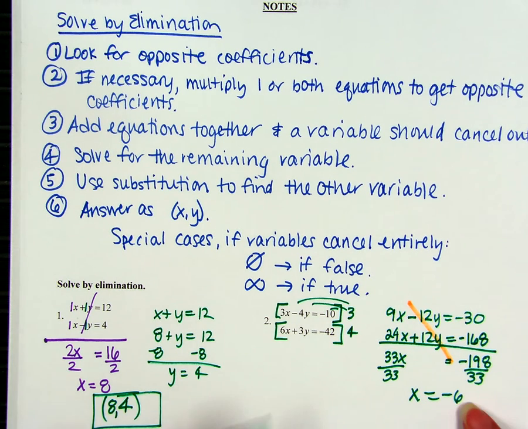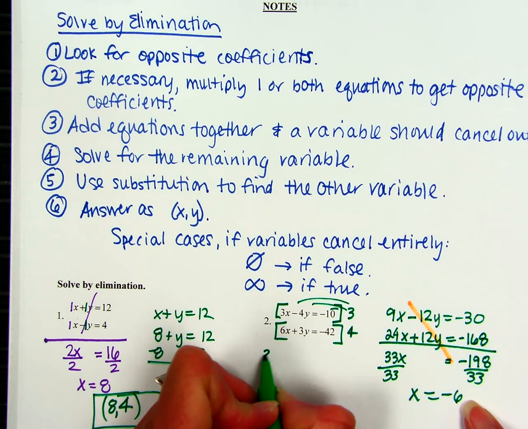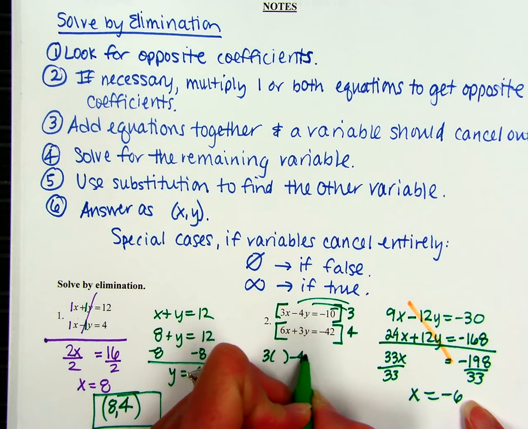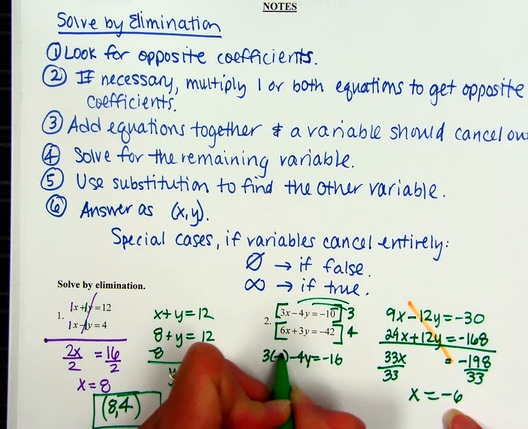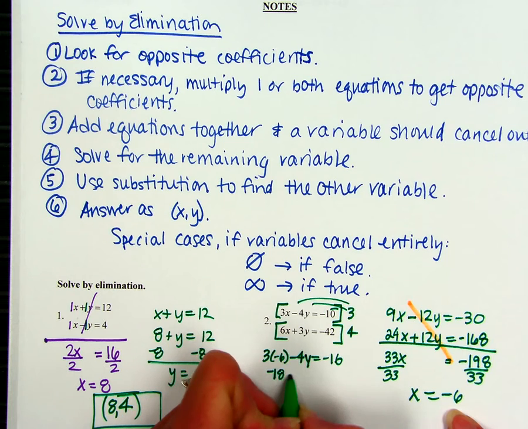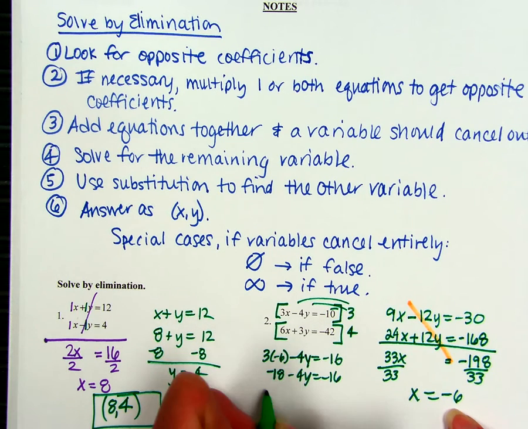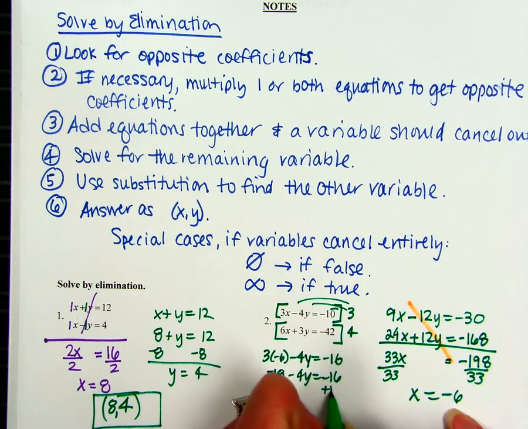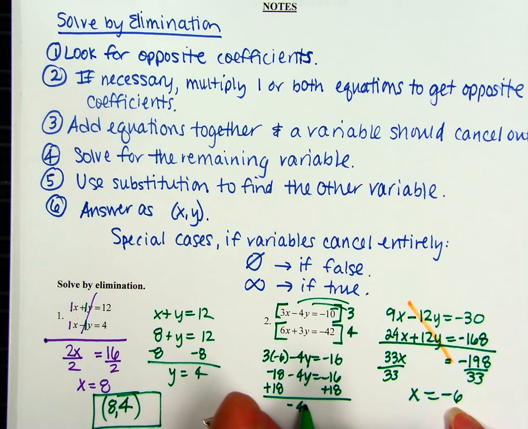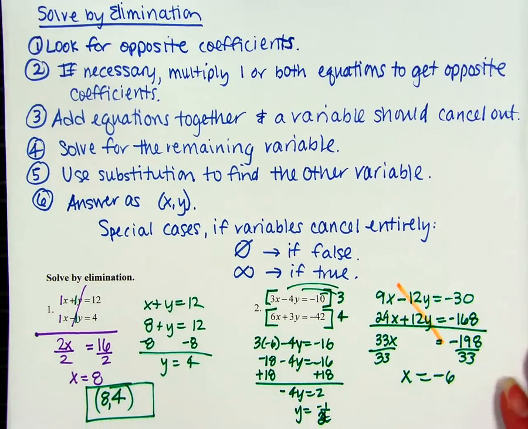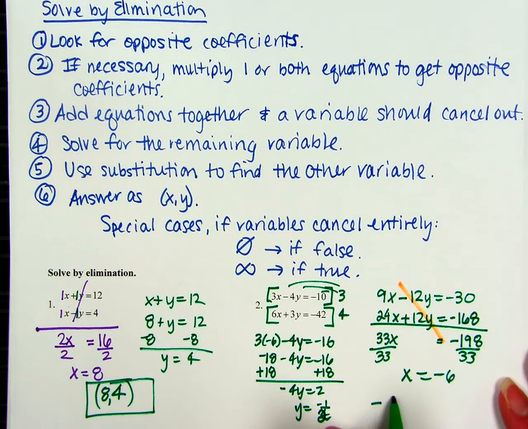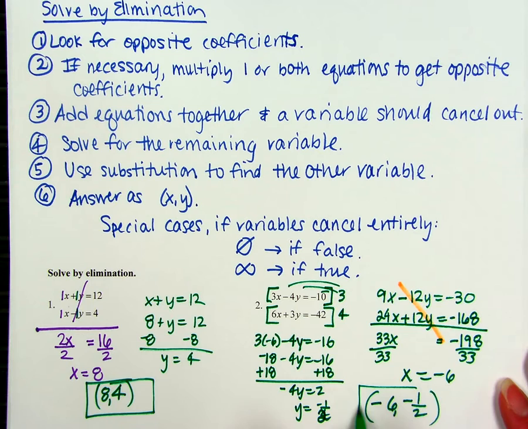All right, so go back, substitute it in, let's say the top equation, 3 times x minus 4 times y equals negative 10, and I'm going to put in my negative 6. So I have negative 18 minus 4y equals negative 16. Add 18 to both sides, and I get negative 4y equals 2. So if I divide both sides by negative 4, I get negative 1/2. All right, so my final answer is negative 6, negative 1/2.